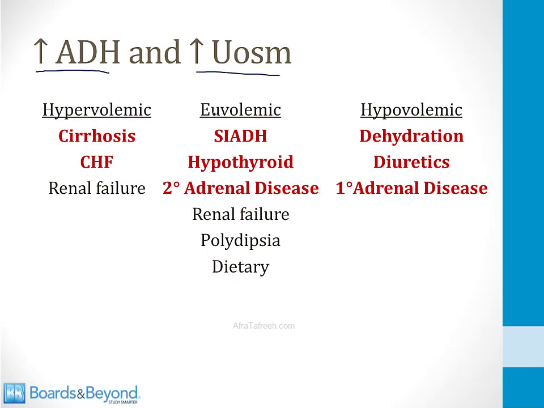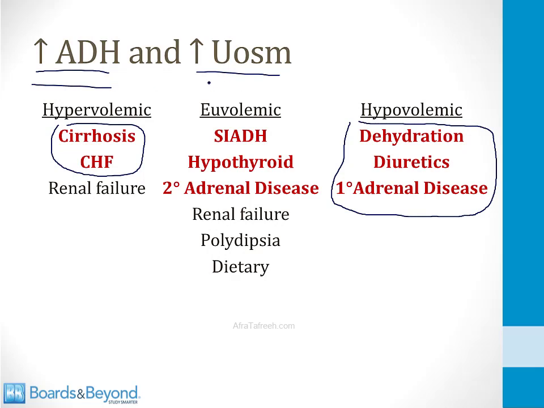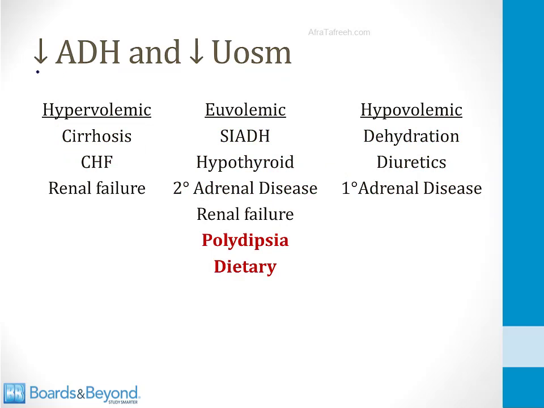and increased urinary osmolality. In cirrhosis and heart failure, ADH levels are high because of intravascular volume depletion, and this will concentrate the urine and raise the urinary osmolality. In dehydration and diuretic use in patients with primary adrenal disease, the intravascular volume is also low. This raises the ADH level and concentrates the urine. And then finally, in these causes of euvolemic hyponatremia, the ADH level is high, so that also will concentrate the urine.